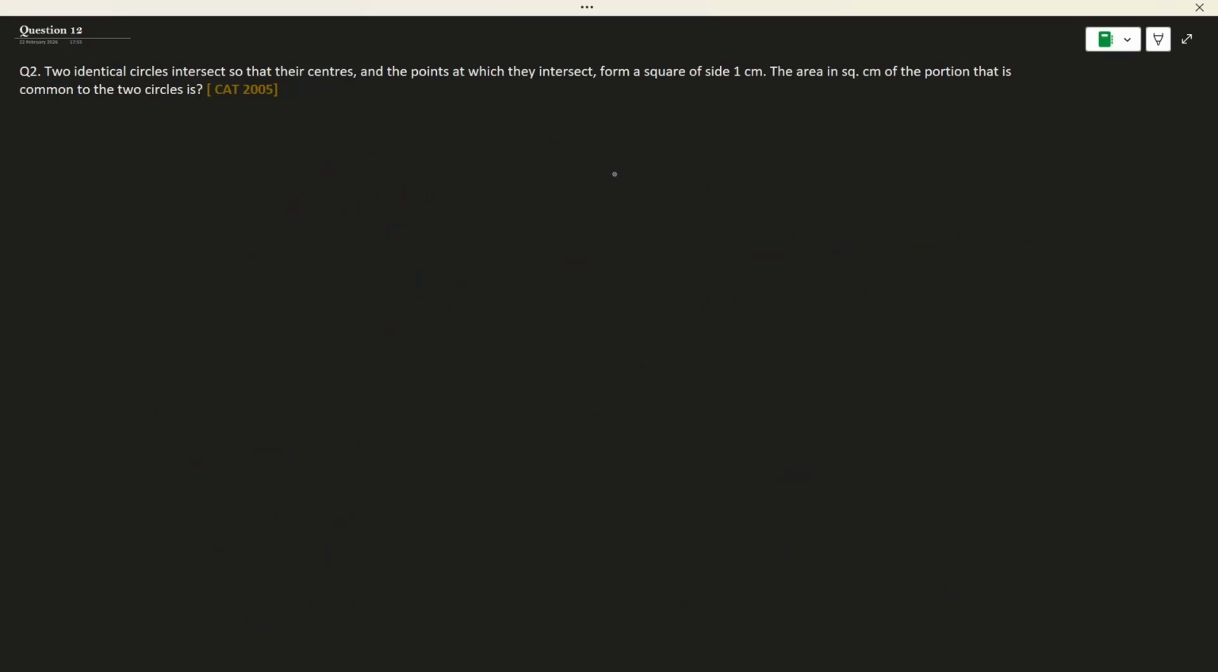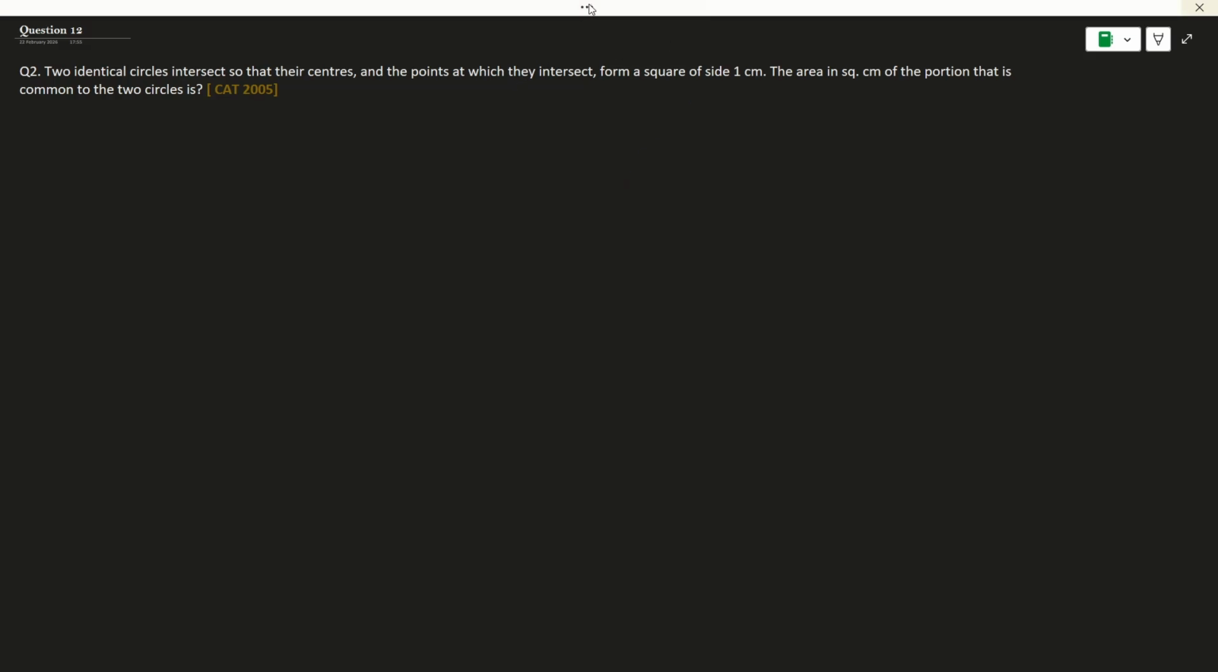Two identical circles intersect so that their centers and the points at which they intersect form a square of side 1 centimeter. Okay, basically there are two identical circles. Identical means the radius of both the circles are equal, and the two circles intersect each other such that if I join the centers and the points of intersection, they will form a square whose side is 1 centimeter. The area in square centimeter of the portion that is common to the two circles is.